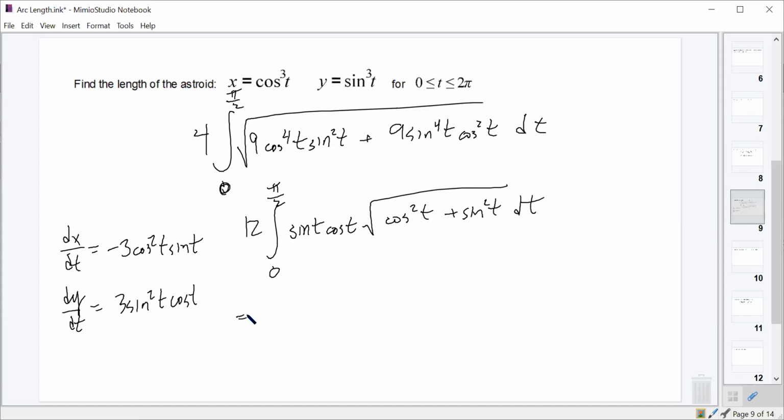So really, we're just looking at 12 times the integral from 0 to pi over 2 of sine t cosine t dt.